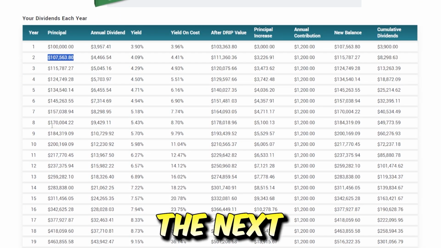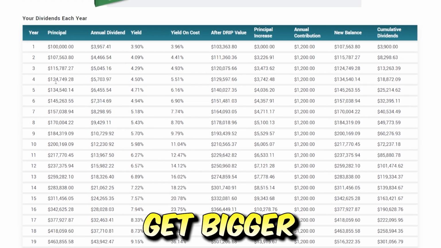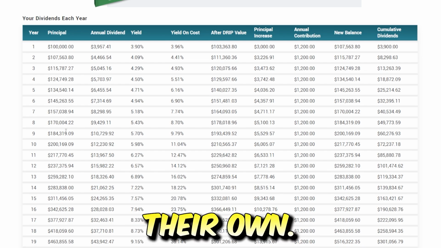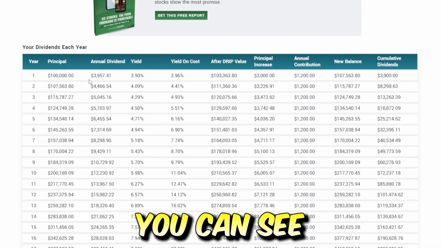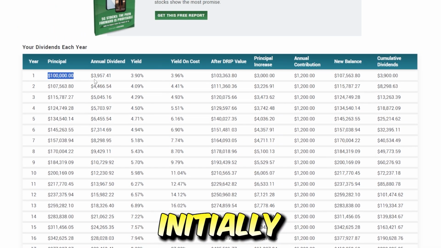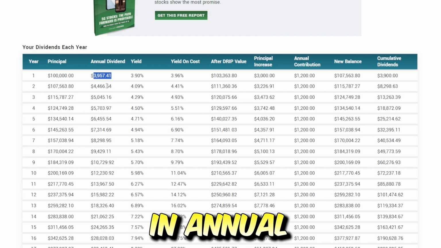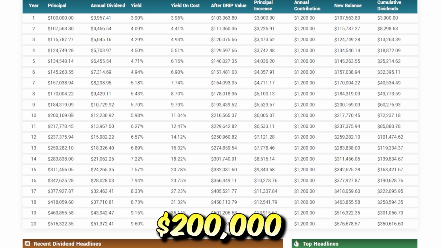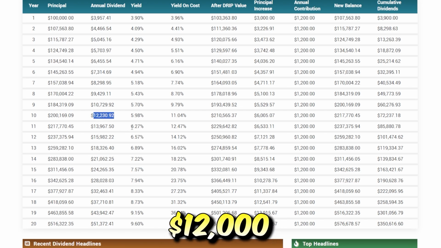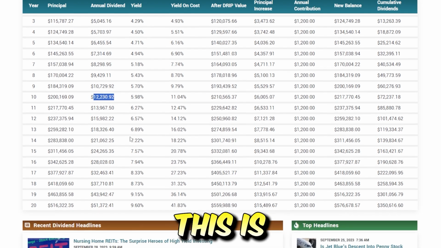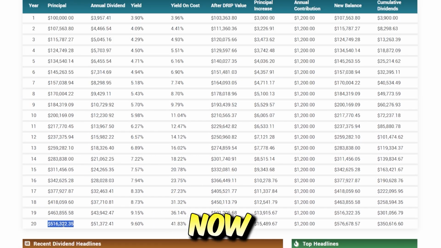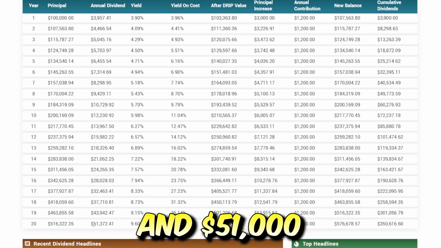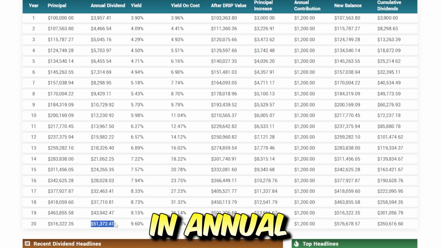So as you go through the next 20 years or so, you're going to see the numbers get bigger and bigger, and as the numbers get larger, they start to just really have a mind of their own, and they just really, really get large. You can see that a $100,000 principal initially, with $3,900 in annual dividends, quickly turns into big money. By year number 10, $200,000 invested and over $12,000 in dividends, just 10 years in. And this is just off of $100,000 invested, keep in mind. Now, 20 years in, all the way at the bottom, $516,000 and $51,000 plus in annual dividends.